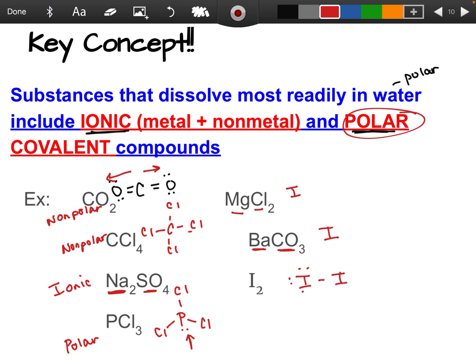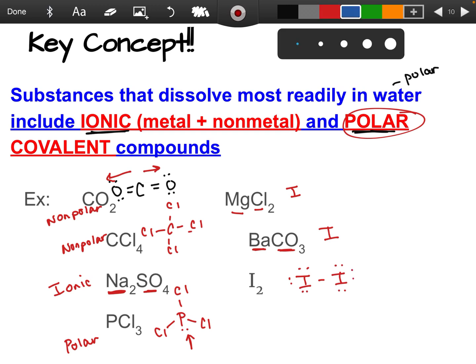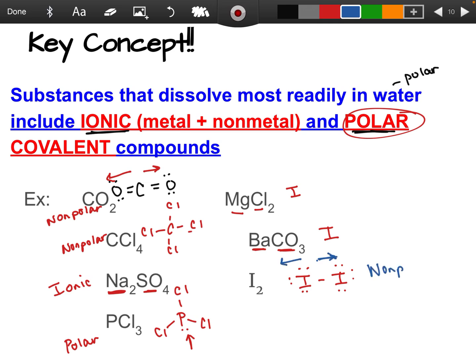I2 is going to look like this. So if you think about this molecule playing tug of war, one side is pulling the same as the other side. So this is going to be nonpolar, which means it will not dissolve in water. So we'll do some more practice with all of these. I know it's a lot of information. So that is actually the end of lesson 1, part 1 notes. We'll do the second part of lesson 1 tomorrow.